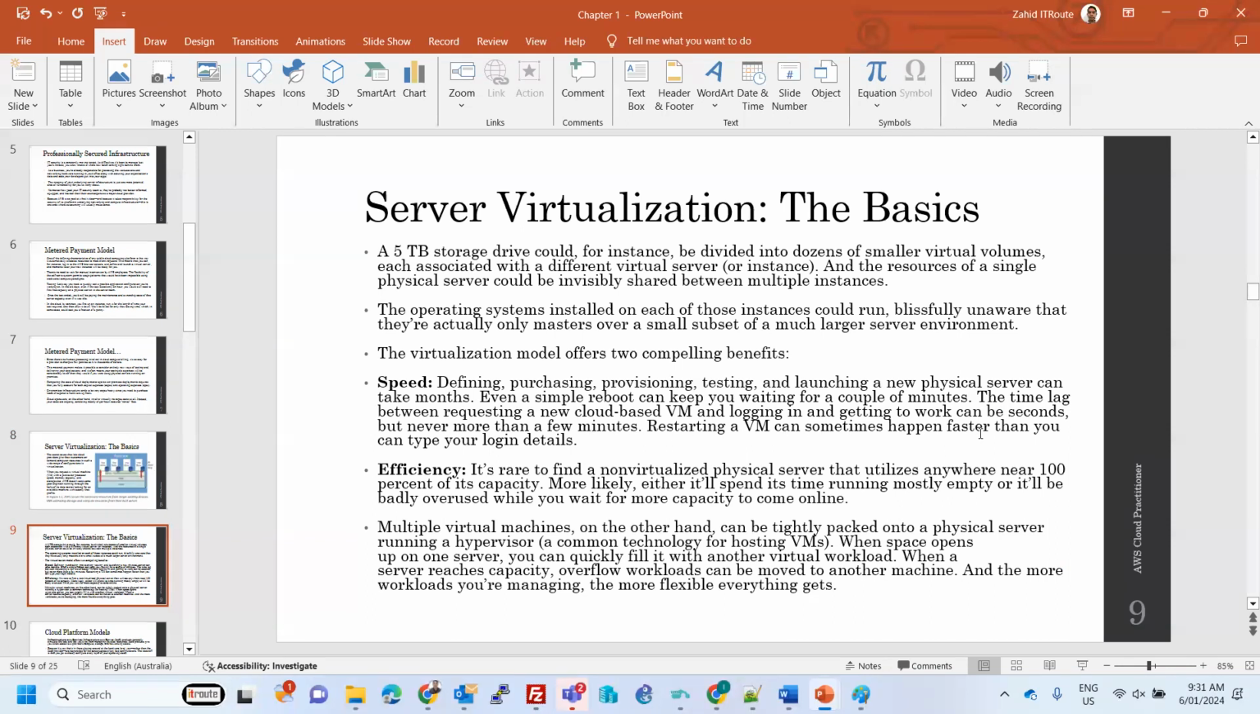Restarting a VM can sometimes happen faster than you can type your login details. So that means it's very fast over there because they have enough servers and everything is there. They have a very strong capacity. So that's why if you create a VM, it will be faster.